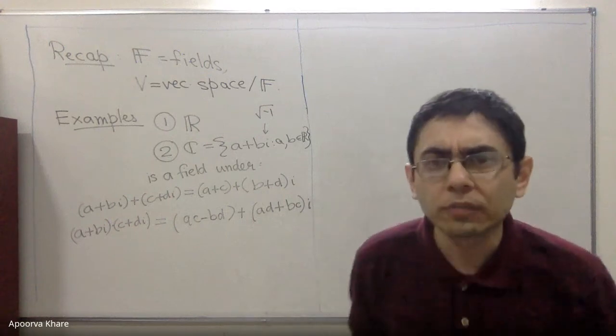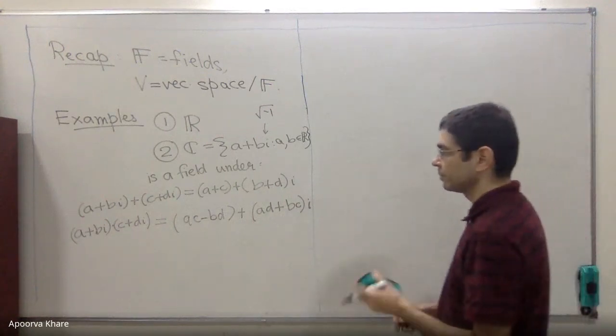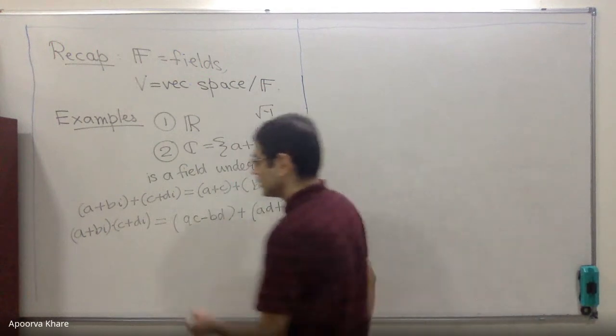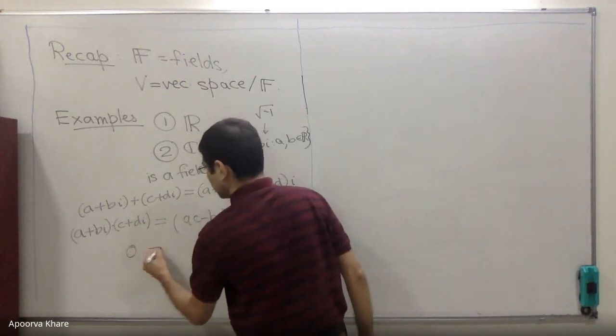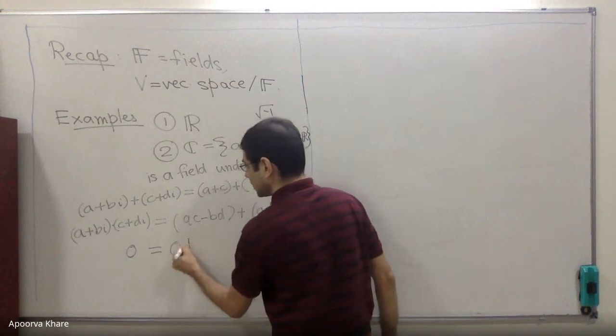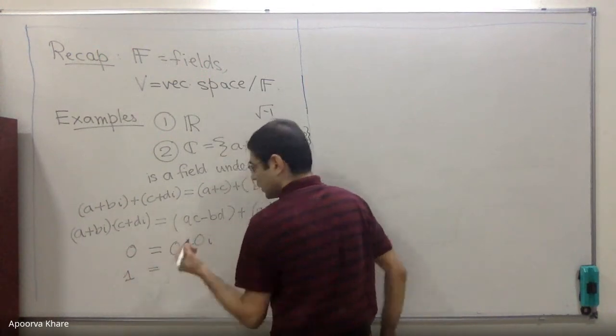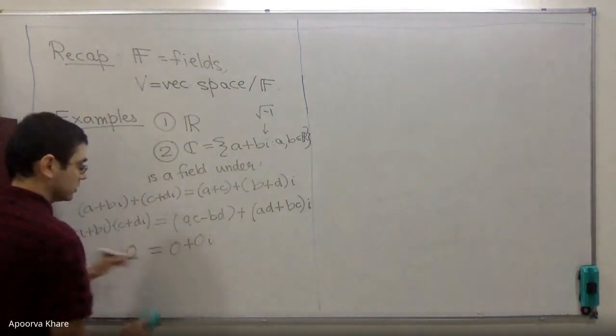Okay, and I hope all of this is visible. It seems to be. So these are the addition and multiplication. The zero, the additive identity, is 0 plus 0i. The one, the multiplicative identity, is 1 plus 0i. Let me just put these.